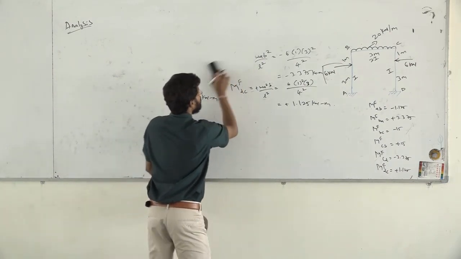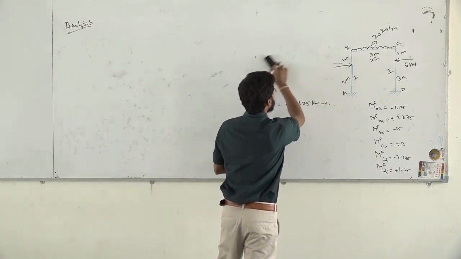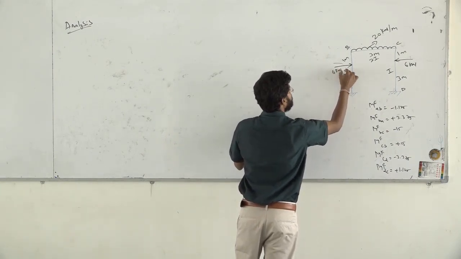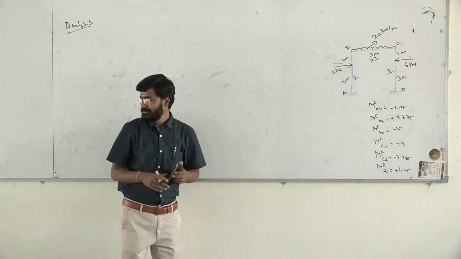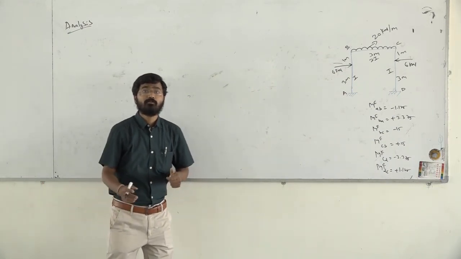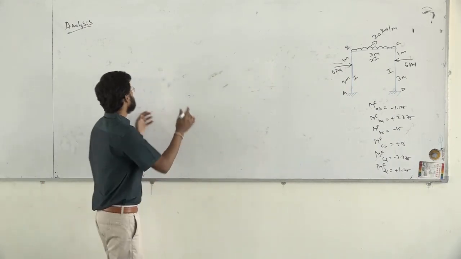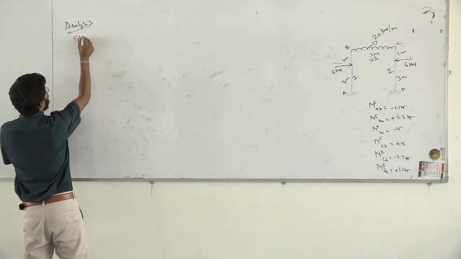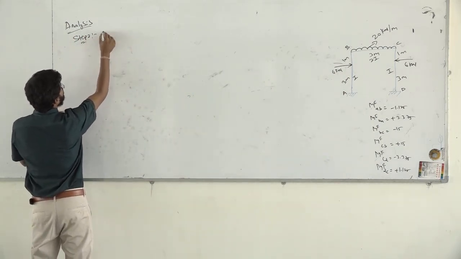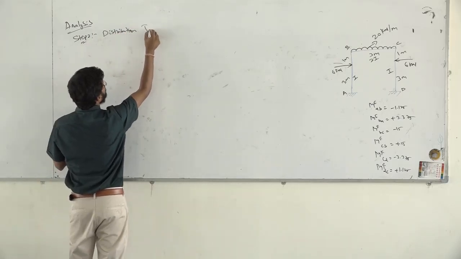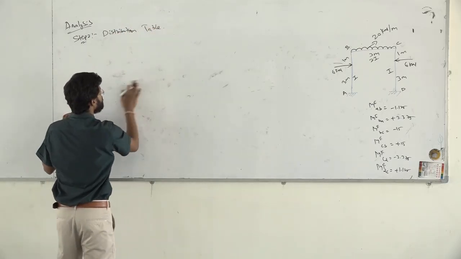Now once we are done with our fixed end moments, we have to go with our step 2. What is our step 2? Step 2 is nothing but our stiffness factor, or we have to go with our distribution table. So in step 2, we have to go with the distribution table.